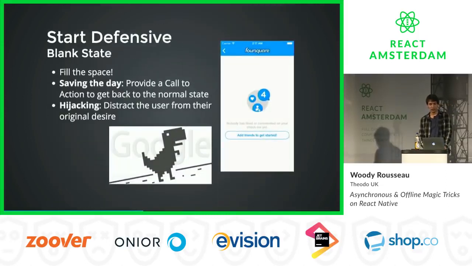The blank state now, you also have some problematics. You want to fill the space. You don't want to have an empty app. So, for instance, Foursquare tells you in a very nice way that you don't have friends. And so the idea is you want to save the day, you want to provide a call to action to the user so that he can get out as quickly as possible from the blank state and go back to the normal state of the app. And then there's a second strategy which is used by, for instance, Google Chrome, which is hijacking. You wanted to go to Stack Overflow, it doesn't work, but you can play with a dinosaur, and it's fine. So those are the two main strategies that you can do for handling blank state.